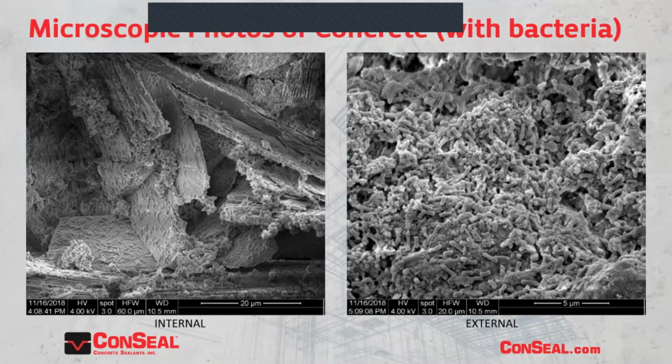We just went through, or are still going through, a pandemic where we're all concerned about bacteria living on surfaces. Well, this is an example of what the bacteria looks like. Those rod-shaped bacteria are the thiobacillus bacteria living on top of the concrete.